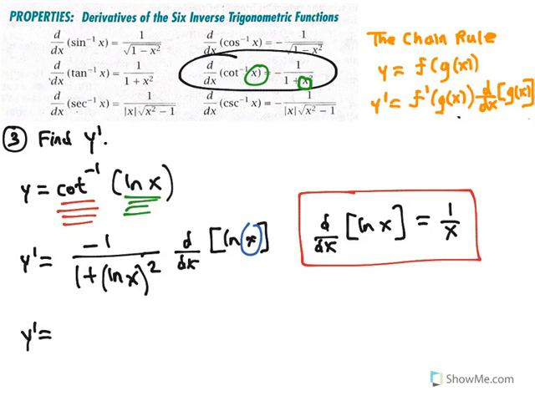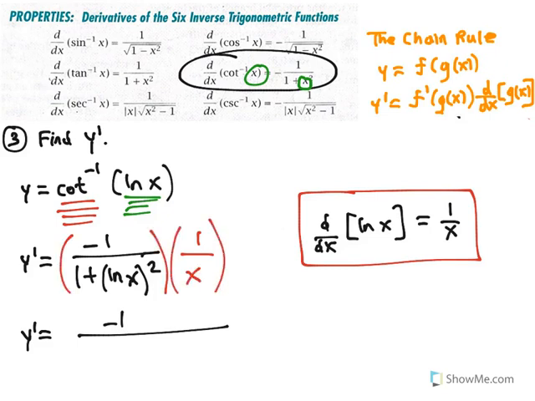So our next line will be y prime is equal to negative 1 over, this derivative is 1 over x, so I will replace that with 1 over x. And of course you have to multiply these two fractions. So if you want to simplify, you can write the final answer as x times, in the denominator you will have x times 1 plus the square of the natural log of x.